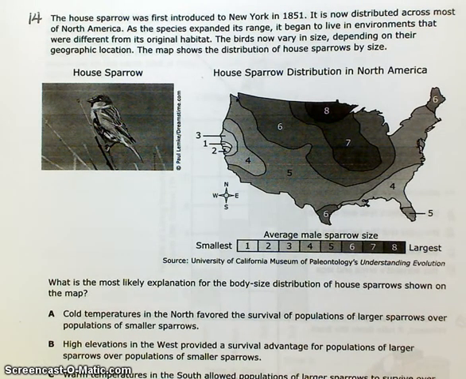Number 14. The house sparrow was first introduced to New York in 1851. It is now distributed across most of North America. As the species expanded its range, it began to live in environments that were different from its original habitat. The birds now vary in size depending on their geographic location. The map shows the distribution of house sparrows by size. What is the most likely explanation for the body size distribution of house sparrows shown on the map?